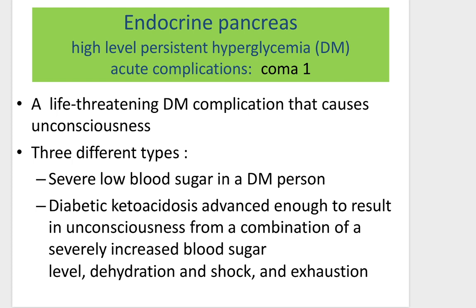Coma. In patients with diabetes mellitus, in severe cases, in a short period, this hyperosmolality and hyperketonemia can lead to coma. It's a life-threatening diabetes mellitus complication that causes unconsciousness. We can divide it into 3 different types. The first is with severe low blood sugar in a diabetes mellitus person. The second is diabetic ketoacidosis advanced enough to result in unconsciousness from a combination of severely increased blood sugar level, dehydration and shock, and exhaustion.